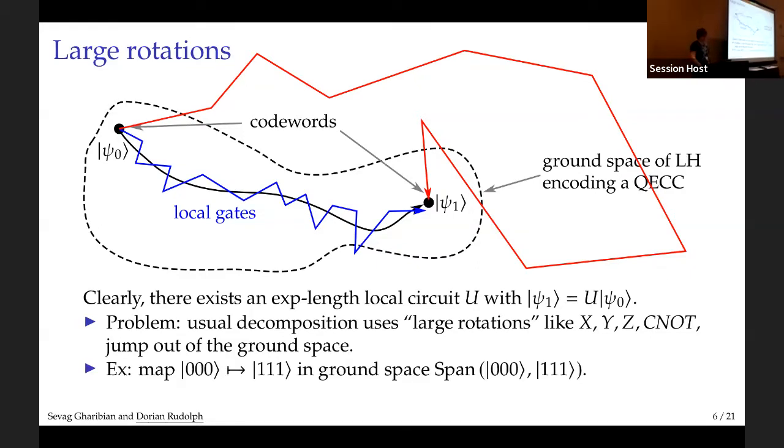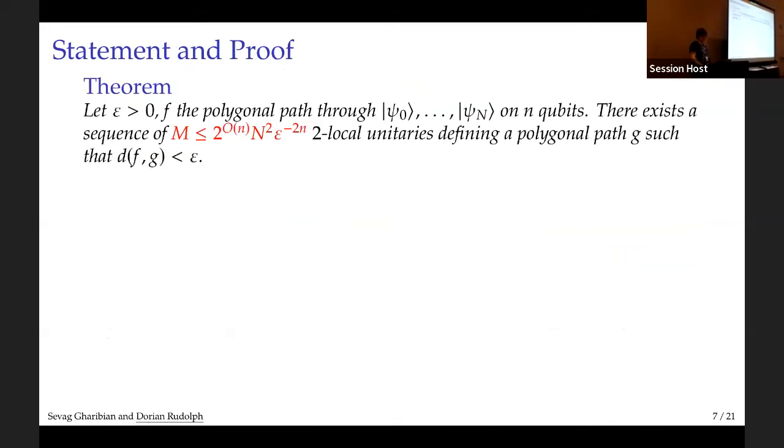So for example, when we map from 000 to 111, if we map this in the ground space, it's just the span of these two states, and then we want to apply two-local gates to get this started. So then we, for example, might apply XXI, but then we go to 110, which is already orthogonal to the ground space. So now I want to make this more formal.